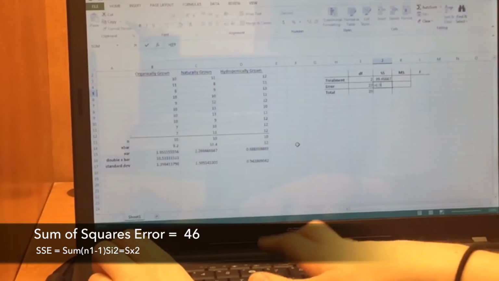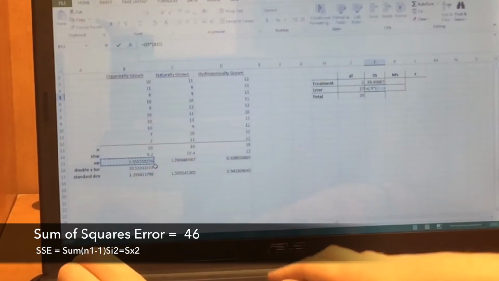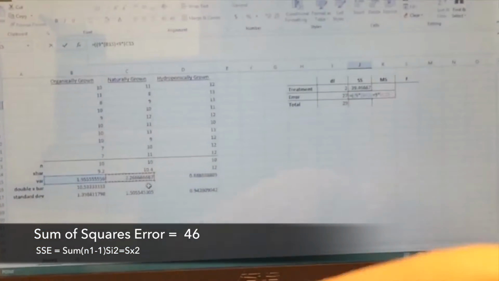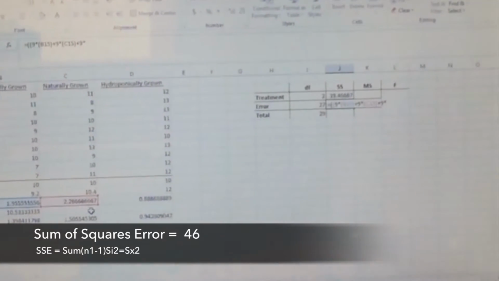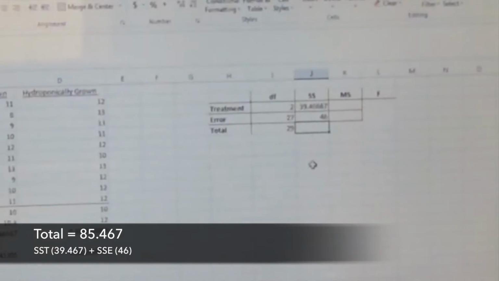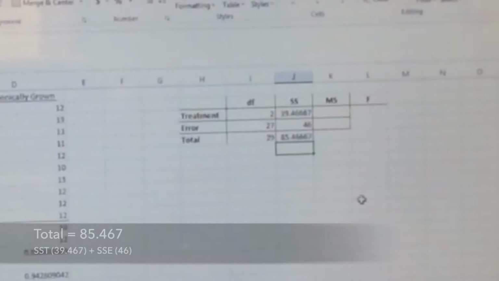Next we are going to do the sum of squares of the errors, where you take n minus 1, which is 9, times the variance of organic, plus 9 times the variance of natural, plus 9 times the variance of hydroponic, to give us a total of 46. The total for everything is 85.467, which is the sum of squares of the treatment plus the sum of squares of the error.